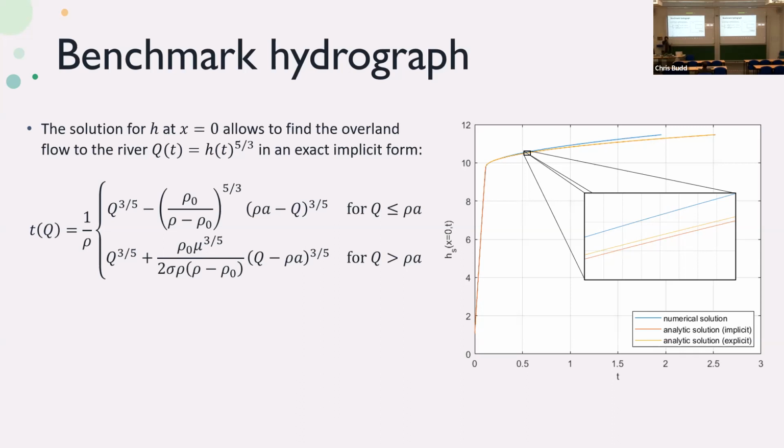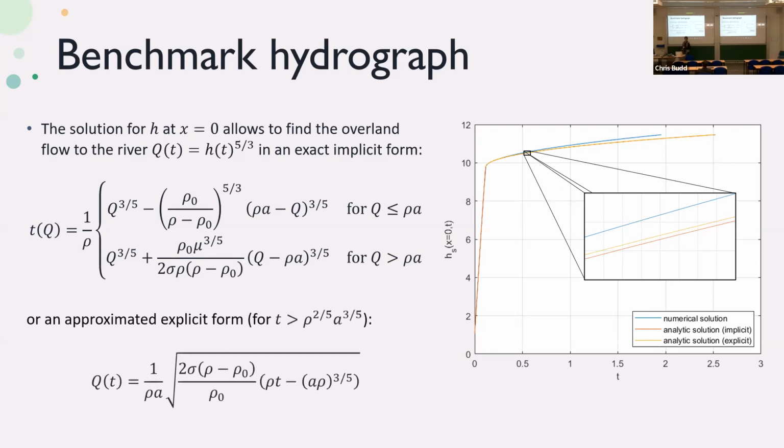The only problem is that it's an implicit formula for Q. We don't like implicit formulas. I mean, they are fine, but if we can find an explicit formula, that is even better. It turns out that we can find an explicit form after some additional but very realistic simplifications, by analyzing again only a short time solution with respect to the groundwater timescale, which allows me to find this hydrograph nicely analytically in an explicit way.